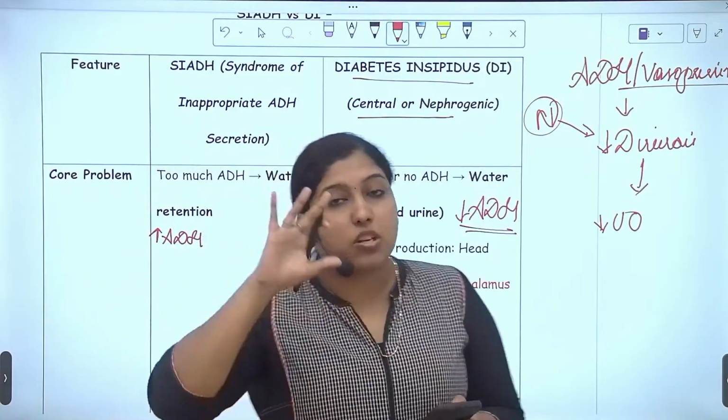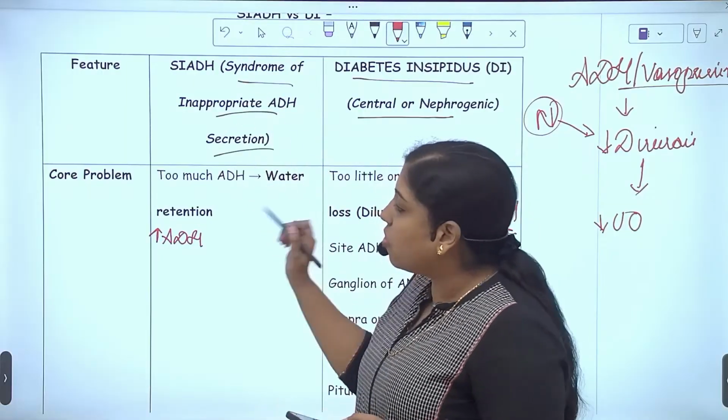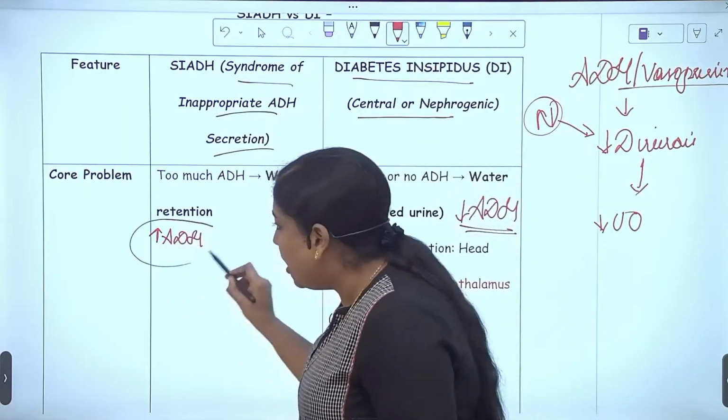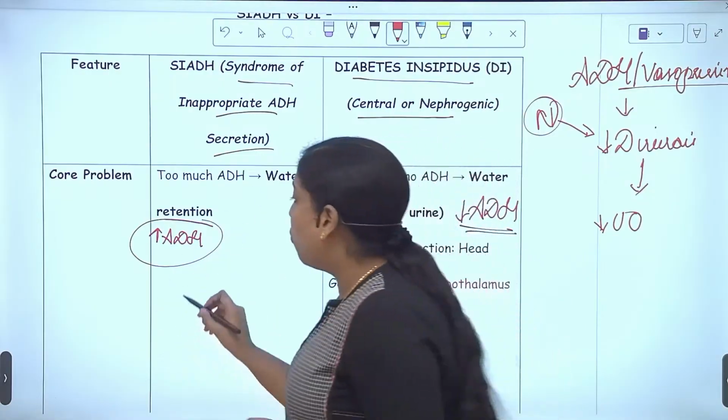Now coming back to the condition SIADH. SIADH is a syndrome of inappropriate secretion of antidiuretic hormone, which means there will be increased production of ADH. If ADH is going to be produced more, what will happen?